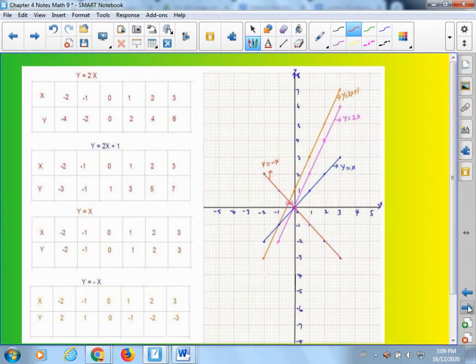Okay, so this is that other one just blown up a little bit. So you can see I got -2, so if I'm looking at this first one.